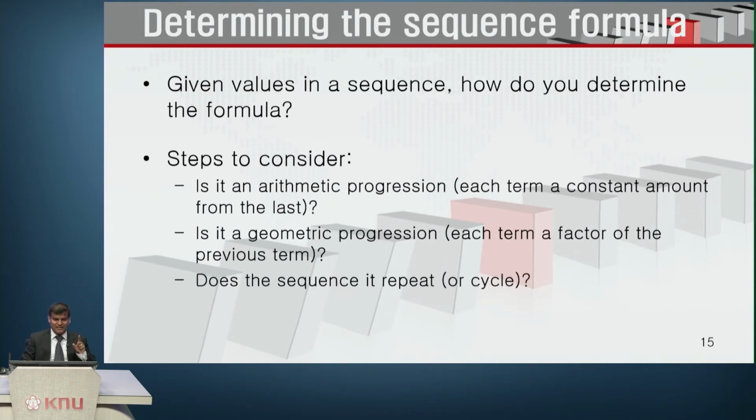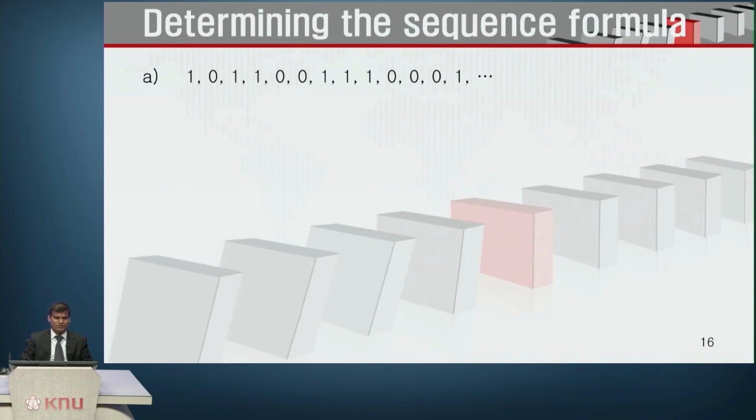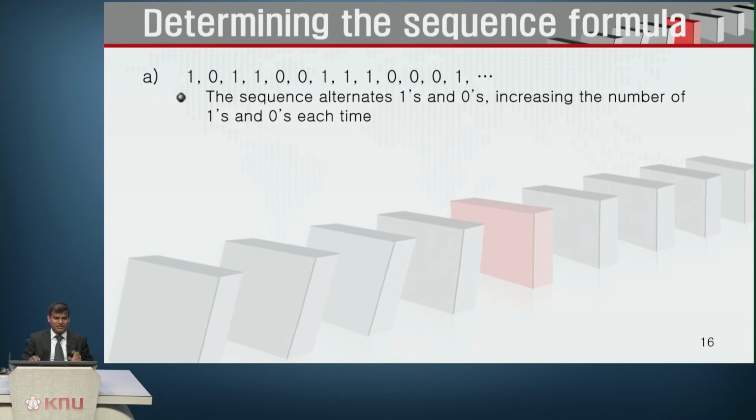Let's see. Does the sequence repeat itself? Does the sequence combine previous terms? Or, are there runs of the same values? Let's see here, there are a few sequences. As you can see, 1 0 1 1 0 0 1 1 1 0 0 0 1. Can you see what is happening here? Yes, right. You had 1 0, then 1 1 0 0, then 1 1 1 0 0 0. The sequence alternates ones and zeros and increases the number of ones and zeros each time. Initially the 1 and 0 appeared once, then 2 times, then 3 times. Yes, you got the link.